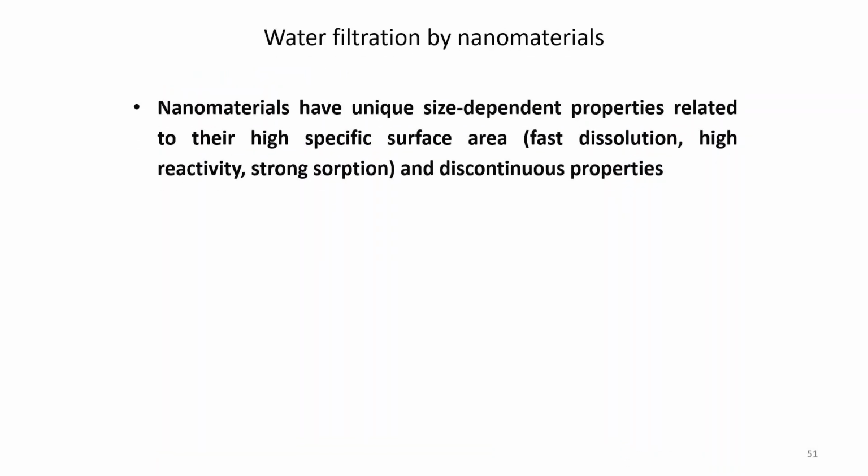Now try to understand what the different types of nanomaterials used for water filtration are. Nanomaterials have unique size dependent properties. When the size reduces for any material, its surface energy changes, and the main advantage of nanomaterials is the high specific surface area, which makes them highly reactive.